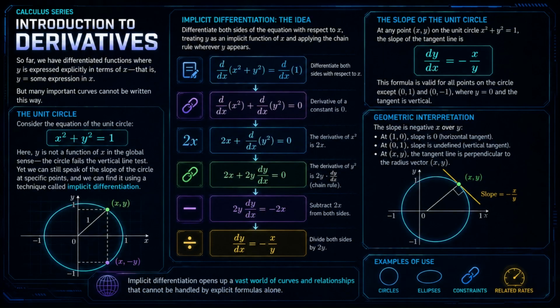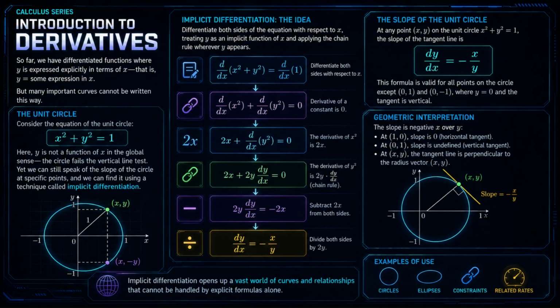So far, we have differentiated functions where y is expressed explicitly in terms of x, that is, y equals some expression in x. But many important curves cannot be written this way. Consider the equation of the unit circle x squared plus y squared equals 1. Here, y is not a function of x in the global sense. The circle fails the vertical line test. Yet we can still speak of the slope of the circle at specific points, and we can find it using a technique called implicit differentiation.